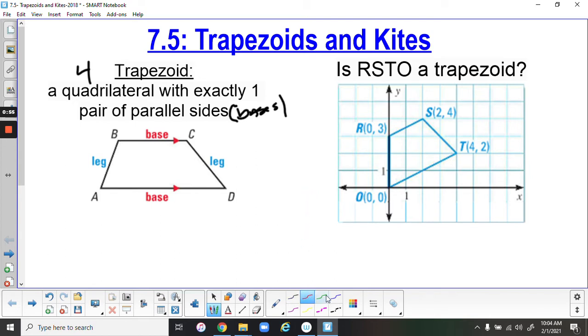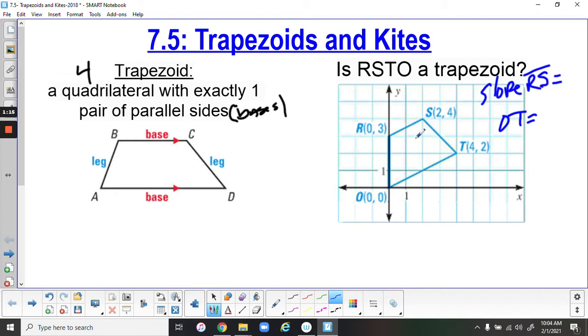So if we look at this and we want to know, is this a trapezoid? Well, I think the easiest way would just be to do the slope of RS and the slope of OT and see if they're the same. If they're the same, then those two lines are parallel.